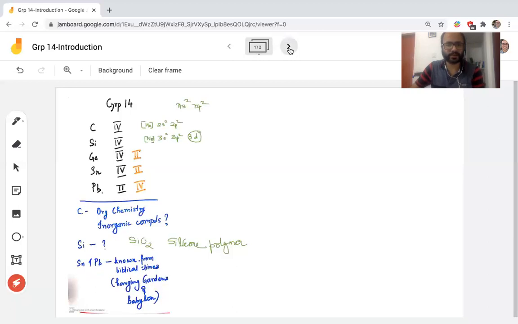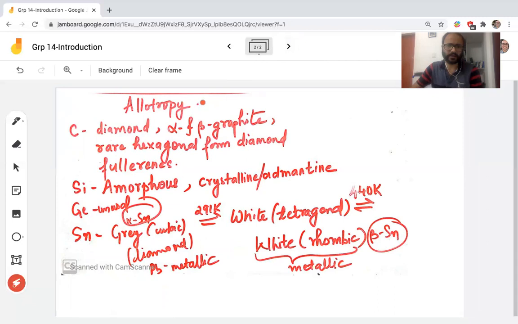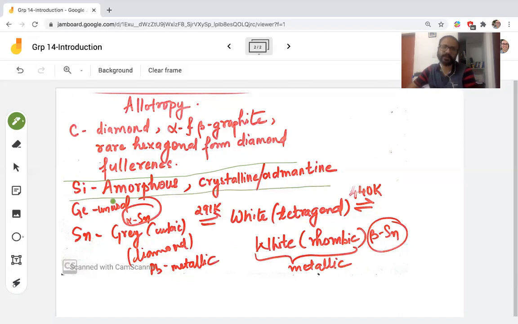Now, let us also look briefly at the allotropy of these elements. Carbon is found in diamonds. Graphite also has two forms, alpha and beta. In one of the constructions of the diamond structure, there is a rare type in which the structural entity is a hexagonal form of carbon interlinking. Apart from that, a more recent allotrope of carbon is fullerene. Coming to silicon, silicon has two different types of allotropy: one is the amorphous form, another is the crystalline form, also called adamantine.